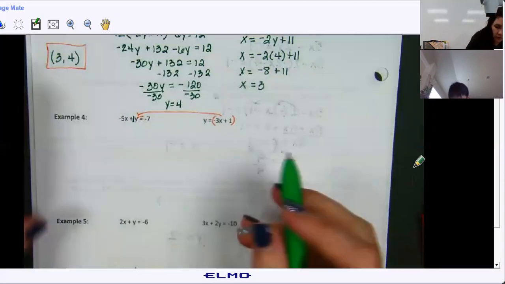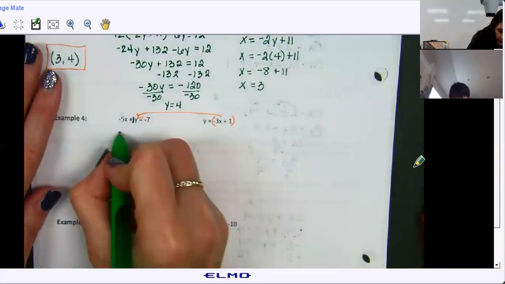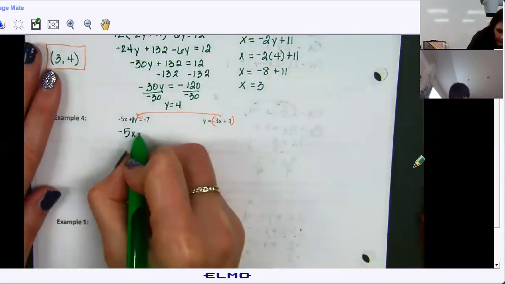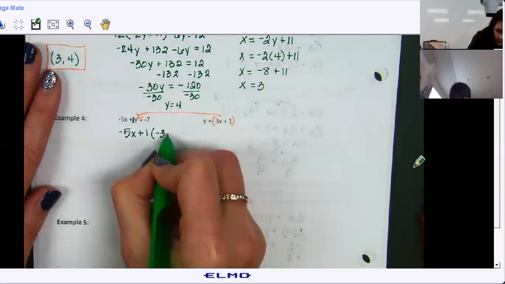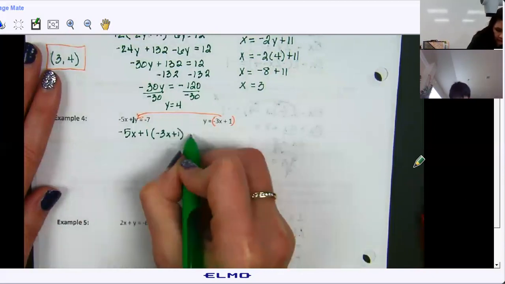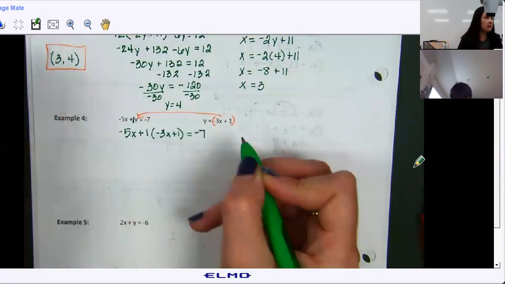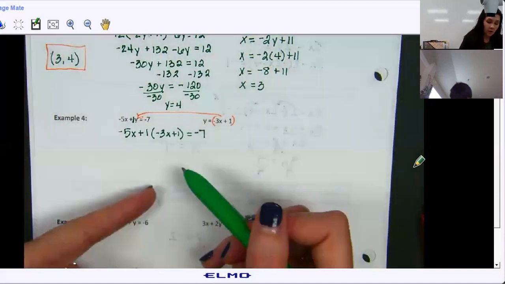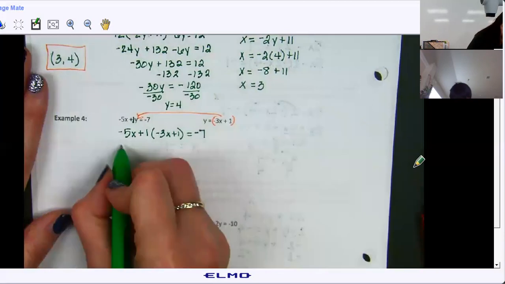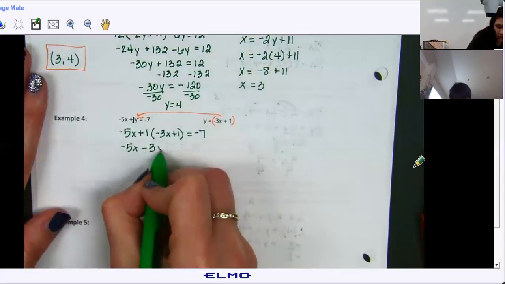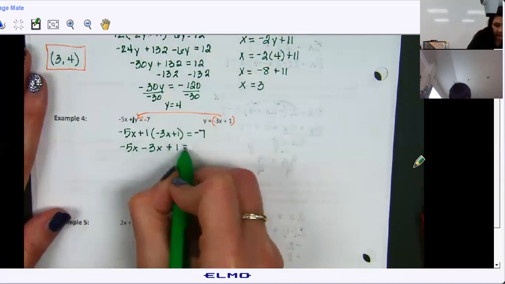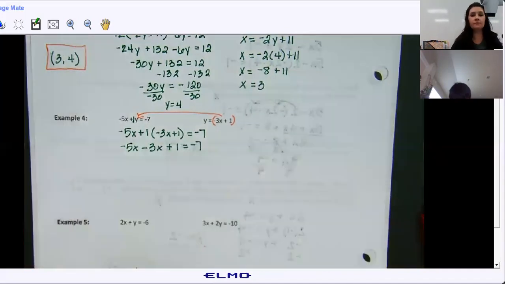So if you did use the 1, it would be negative 5x plus 1, and then parentheses, negative 3x plus 1 equals negative 7. Now, you don't have to do that. You could just plug it in and put negative 5x minus 3x plus 1 equals negative 7. Okay. And so then go ahead and continue solving this one.